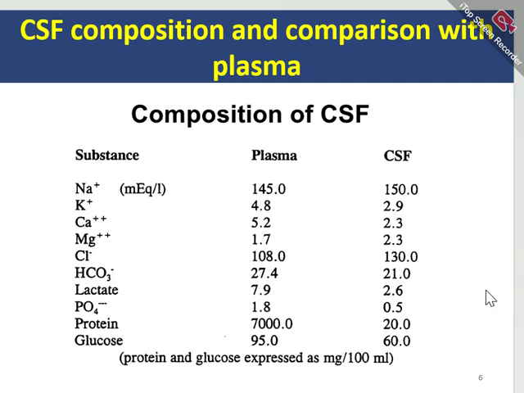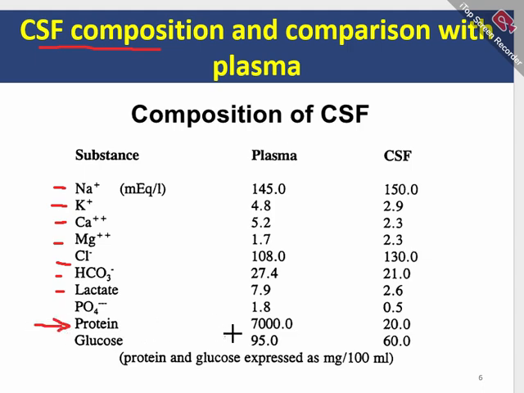Finally, it is very important to know the composition of CSF. In this slide we will discuss the composition of CSF, and it is also important to compare it with plasma. CSF has a composition very similar to plasma, but there are a few differences. The similarities are that it has sodium ions, potassium, calcium, magnesium, chloride, bicarbonate, and lactate, which are very similar to plasma.